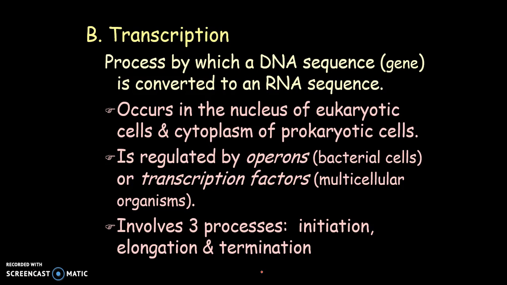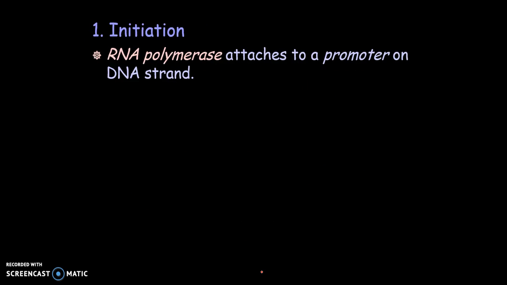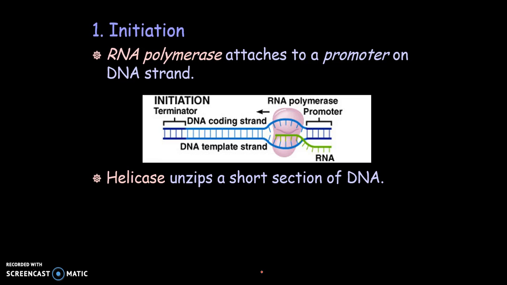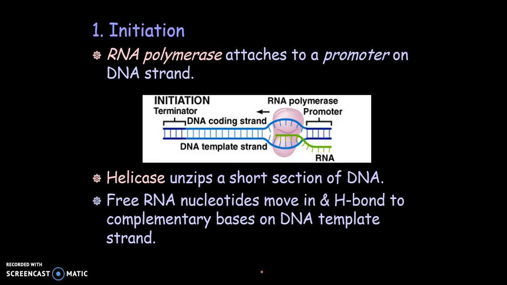So the first part of transcription is initiation. Initiation is a start. Then elongation makes an mRNA molecule, and then termination ends it. So in initiation, RNA polymerase is going to attach to a promoter region on the DNA strand. Now, helicase, just like we saw with DNA replication, it's going to break the bonds and unzip the section of the DNA. And it typically will expose about 10 bases at a time. Free RNA nucleotides are going to move in, and they're in the nucleus, and they're going to bond to the DNA strand.